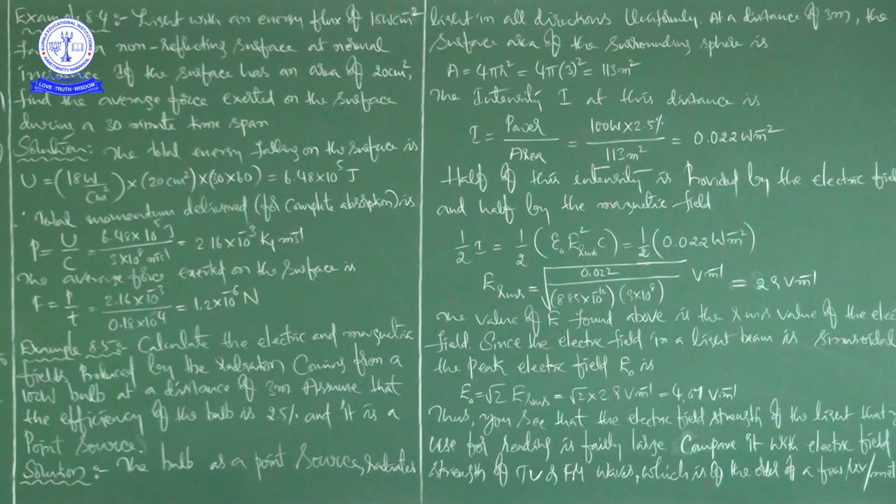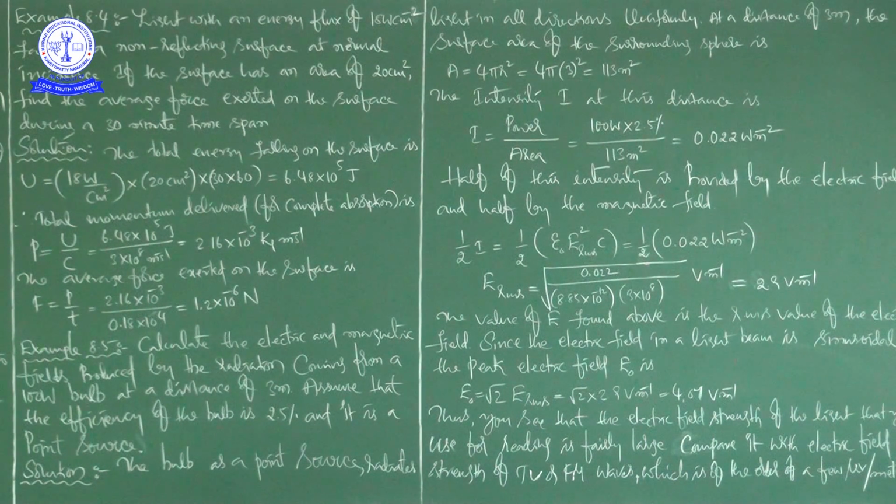Okay, right. U is equal to, these two will get cancelled, and 30 into 60 into 20 into 18. So this is a mathematical multiplication you can do. Finally we are getting 6.48 into 10 to the power of 5 joules. That is the total energy falling on the surface.